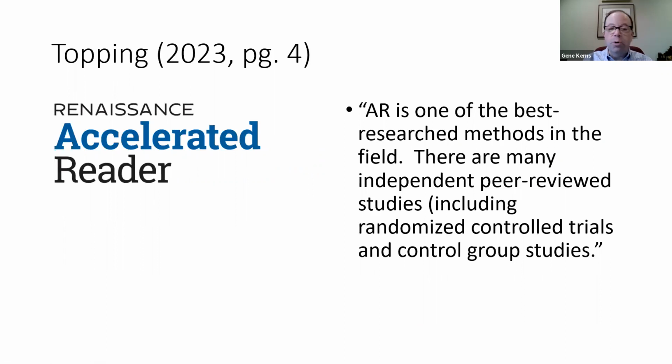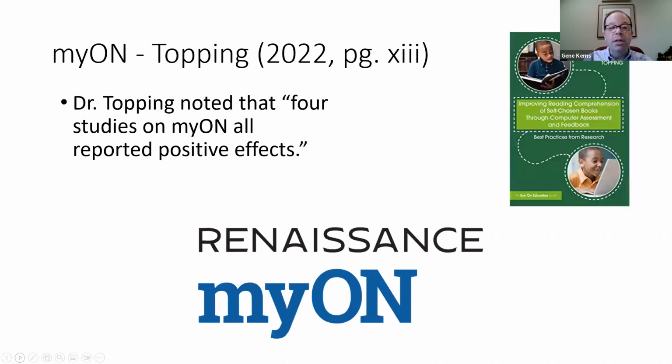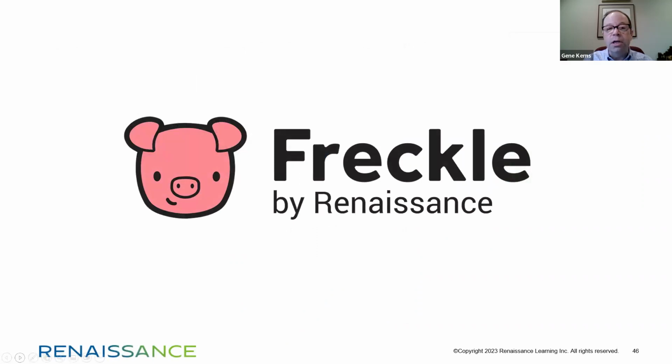Accelerated Reader is one of the most researched programs in the field, with even randomized and controlled group studies demonstrating its efficacy. It's been reviewed by highly respected groups such as the National Center for Response to Intervention, the Dropout Prevention Network, and the Promising Practices Network. And in this book that just came out this year, he also mentioned that myON, as a new piece, even though it's a much younger product, already has four significant studies, all of which note the positive effects that it can have on kids. So Accelerated Reader and myON are a way to incentivize students to read widely.